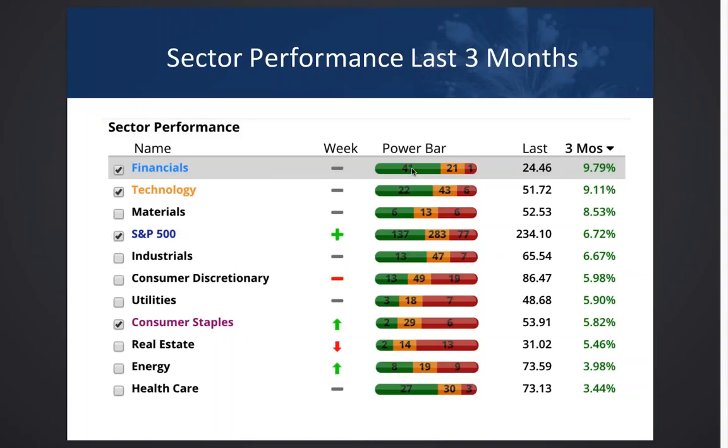And now here we have our power bar. I showed it to you on the S&P 500, the spider. In the financial sector, 41 stocks have bullish power gauge ratings. Only 1 has a bearish rating. That's where you should have been looking.